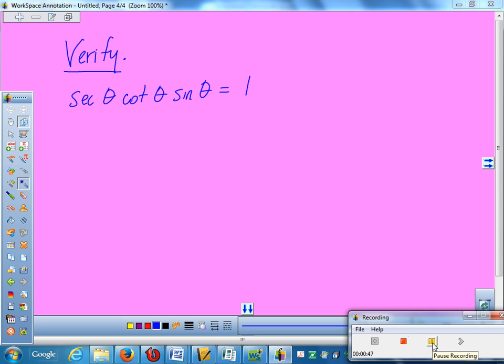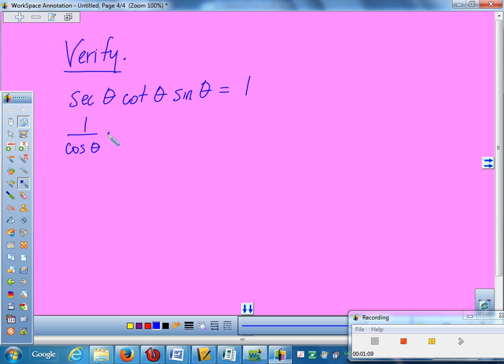Okay, now, you have to know the rules. When you're verifying, you are not allowed to move anything across the equal sign. You can't add something to the other side. You can't multiply something to the other side. The equal sign is a barrier. So, I have to use the identities, and I have to change it into things. In this case, if I need to equal 1, I need to get it to cancel. Secant's 1 over cosine. I can buy that.